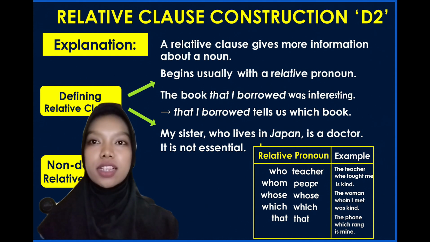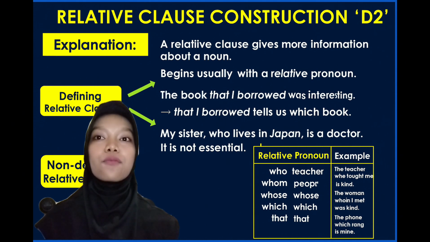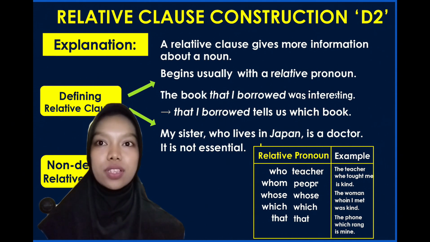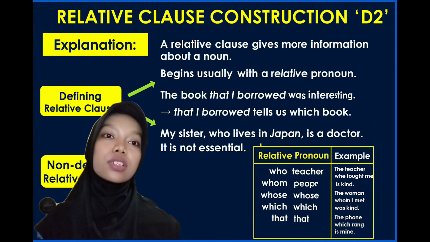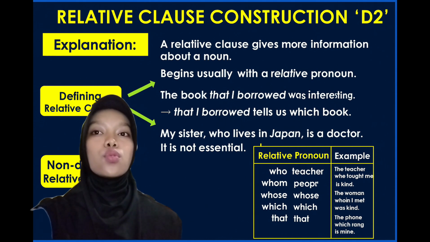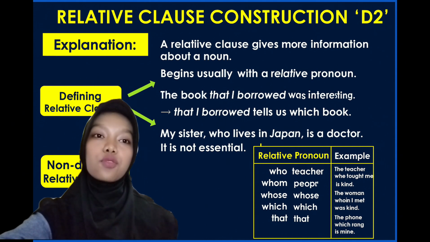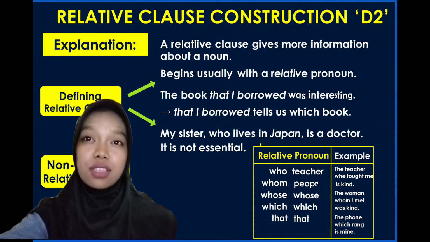I will explain relative clause construction D2. The explanation: a relative clause is a type of dependent clause that gives more information about a noun in the main clause. It usually begins with a relative pronoun such as who, whose, which, that. Relative clauses function like adjectives because they describe nouns.